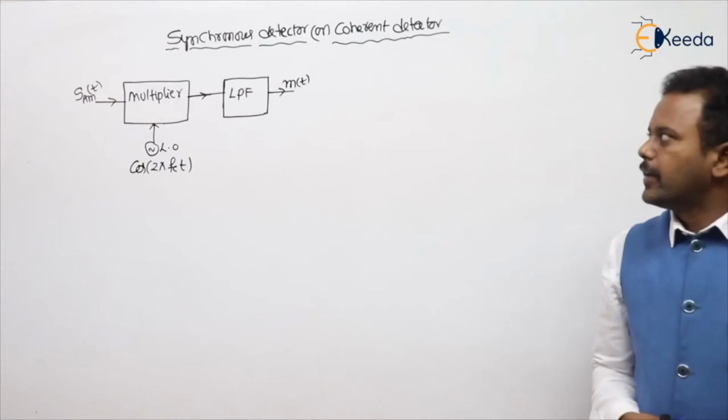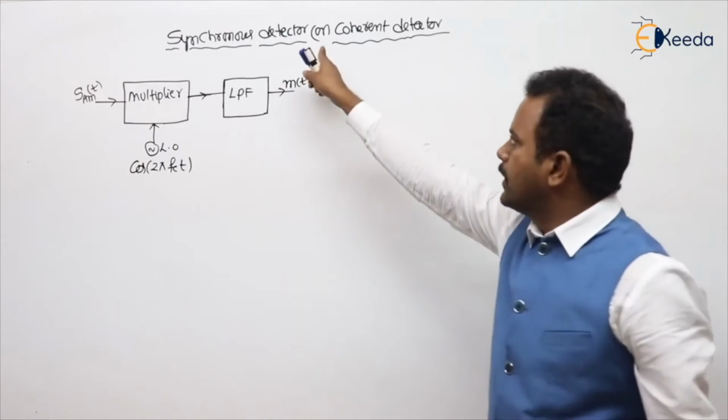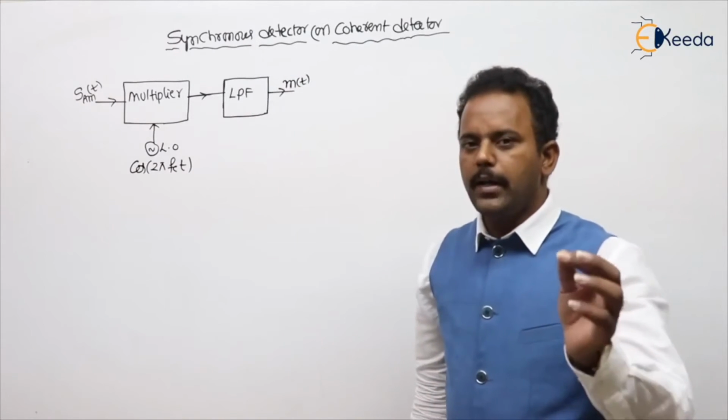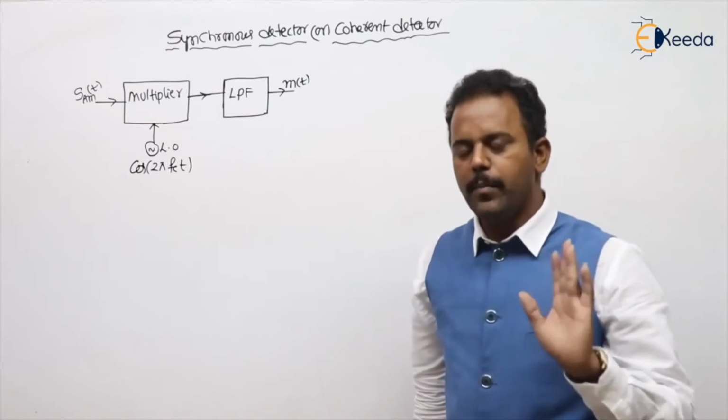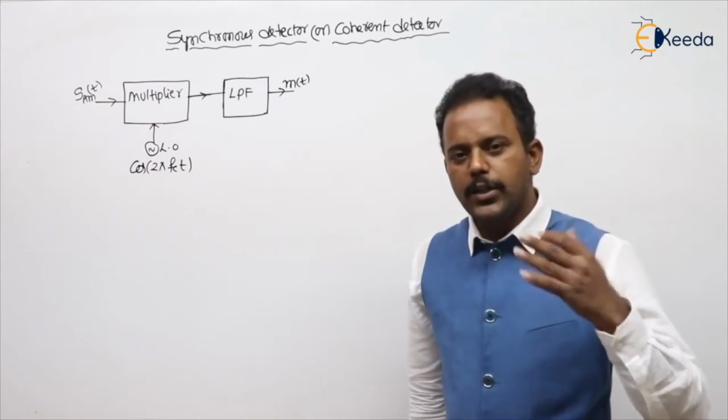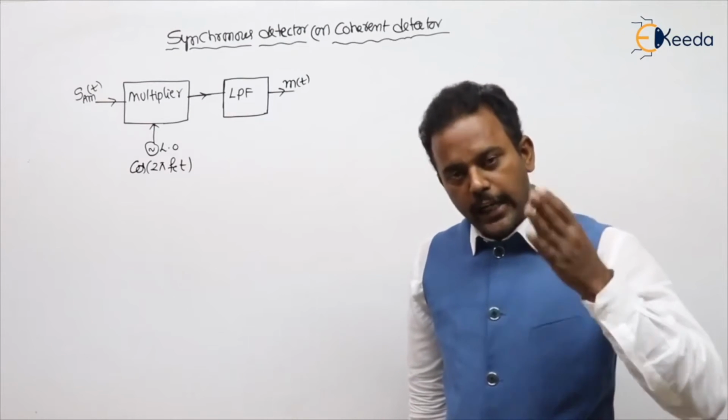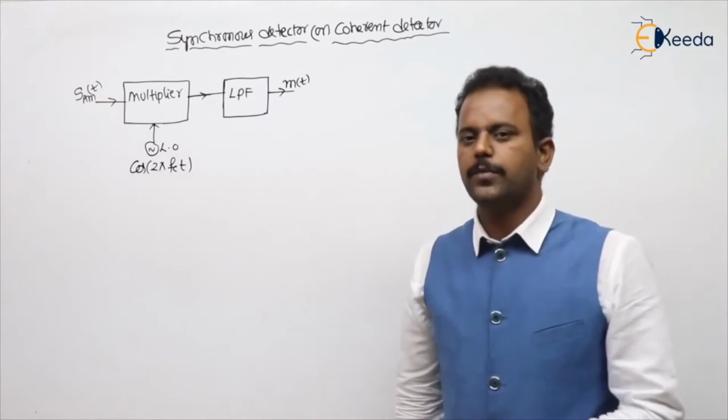Got my point or not? So, the block diagram of synchronous detection: a multiplier followed by a low pass filter. This number of times it will come, for demodulation of DSB, SSB, VSB, even in FM in the digital receivers also.